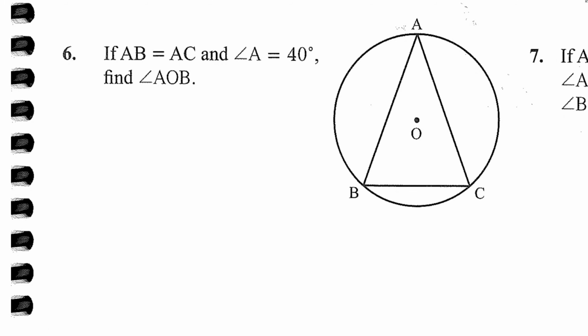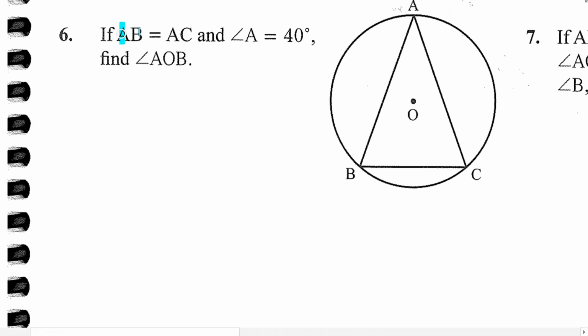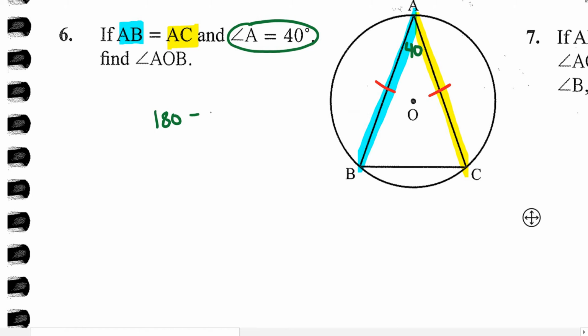Okay, so for question number 6, I'm given another triangle inside a circle. So I know that side AB, which is this side right here, is going to be equal to side AC, which is right there. So that tells you that this is an isosceles triangle. And I know that angle A is going to be 40 degrees. And we know that the two corner angles have to be equal. So if I do 180 minus 40, that gives me 140 degrees. And if I divide that by 2, I'm going to get 70 degrees. So I know that these two corner angles are 70 degrees.